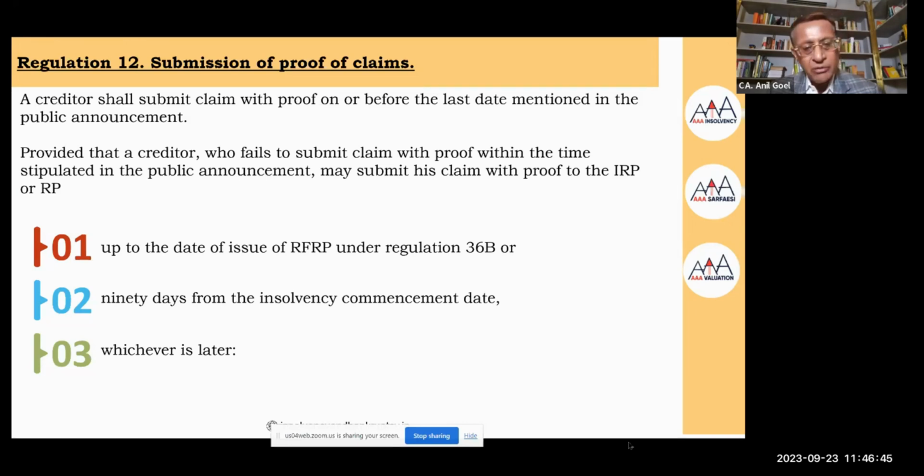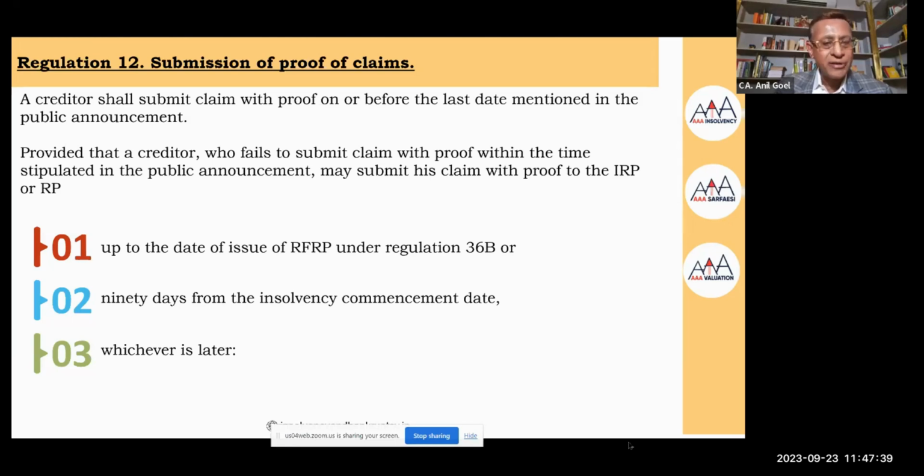Whichever is later. Now, let us understand that the CIRP starts and there is some stay for some time, then the process again starts. Then again, there is a first EOI, and then there is a second EOI. In some cases there might be a third EOI after taking approval from the adjudicating authority. So up to the issue of the RFRP, the last RFRP, not the first one, under Regulation 36B. Because any RFRP that we issue will be under Regulation 36B. So even if it is the first modification or second modification, whenever there is an EOI, the RFRP has to be issued for each expression of interest process. Therefore, it will go till the last issue of RFRP.